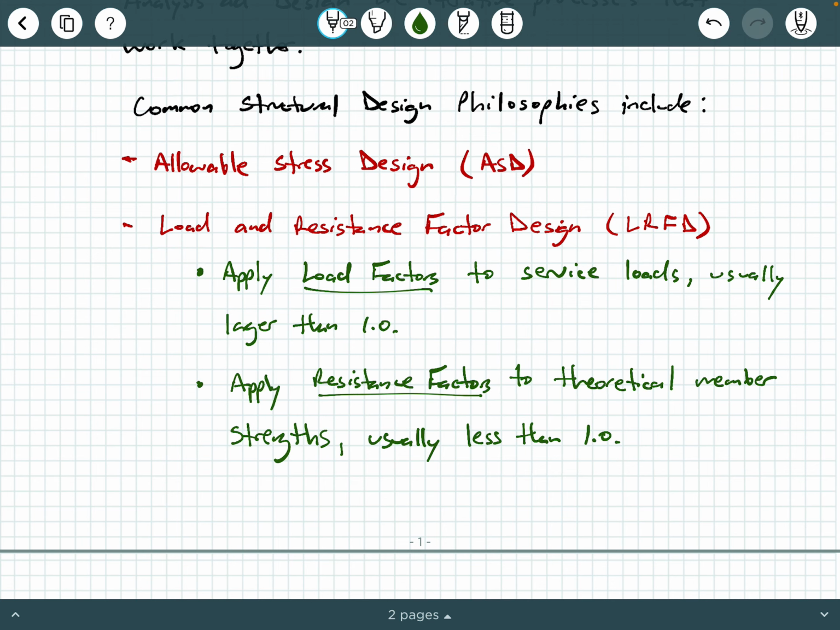And again, both of these two types of numbers, load factors and resistance factors, are developed through sophisticated probabilistic and statistical analyses, okay? Now, a third design philosophy which we encounter sometimes is called plastic design. Now, plastic design is not used as often as LRFD or ASD. Plastic design basically assumes that your material behaves in what's called an elastoplastic manner.